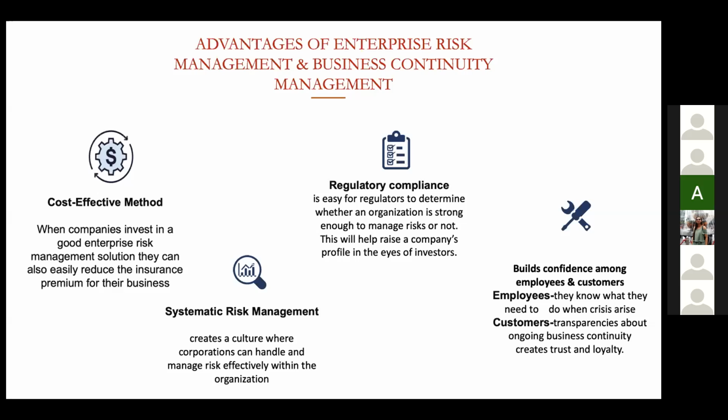This is because enterprise risk management and business continuity management touch all departments of the organization at all levels, not just the top level employees. Okay, next, it helps with regulatory compliance. To ensure compliance with regulations, one of the things that auditors look for is a company's ability to manage risk. So with ERM and BCM, it is easy for regulators to determine whether an organization is strong enough to manage risk or not. So for a listed company, this helps raise the company's profile in the eyes of investors.